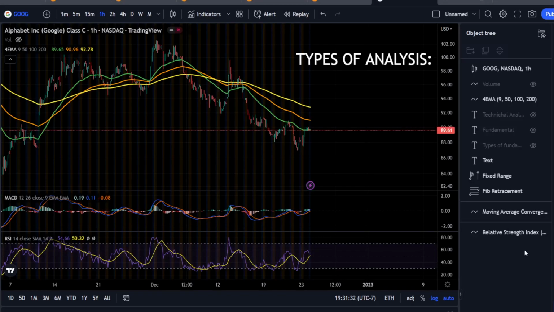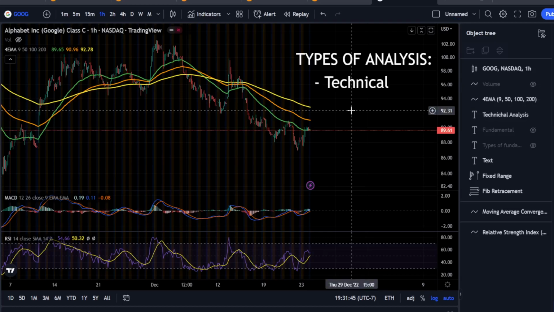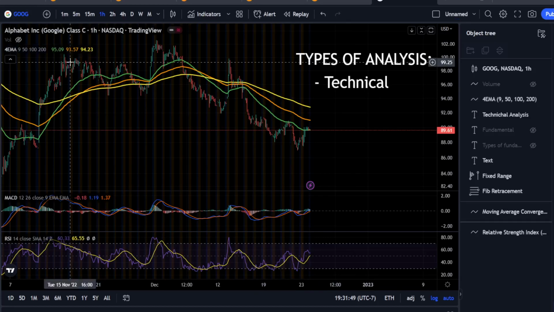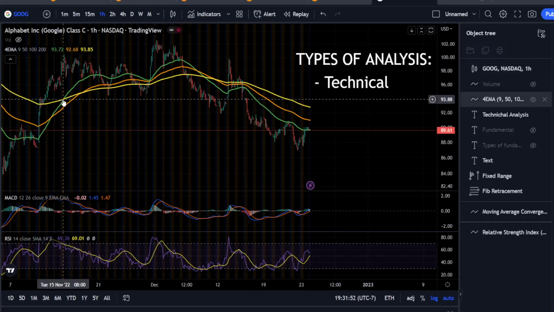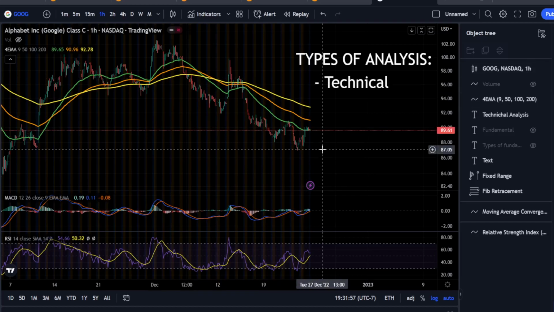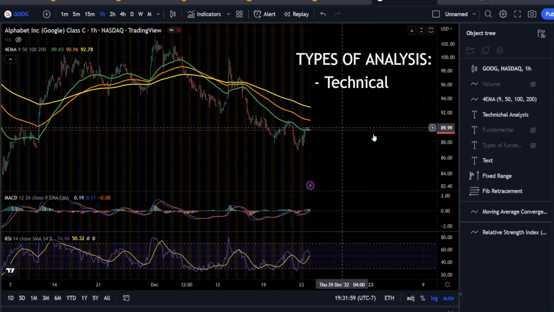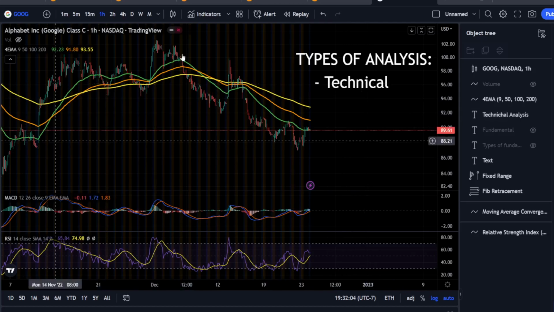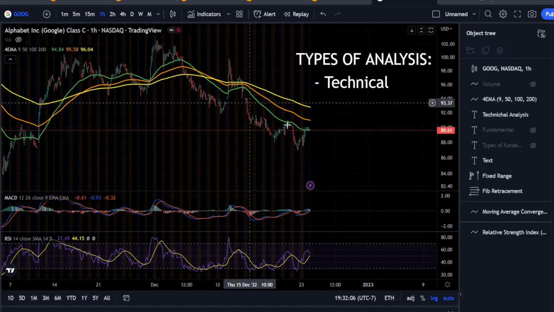In today's video, we're going to be talking about the most common ways of analysis in trading, which are technical analysis and fundamental analysis. So let's go first with technical analysis. This type of analysis is a way of evaluating securities like, for example, Google in this case, by analyzing the data generated by the same market activity. And this type of analysis is based on the idea that market trends can predict future activity. For this reason, this type of analysis is used to identify trend directions and potential trend reversal.